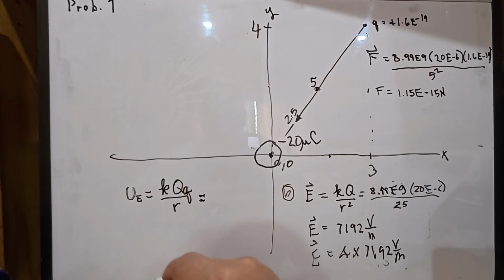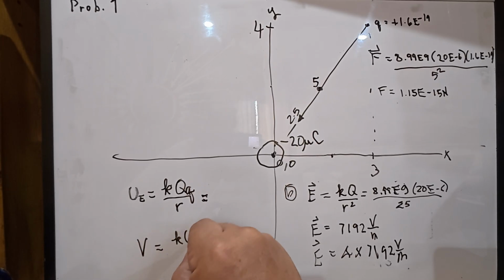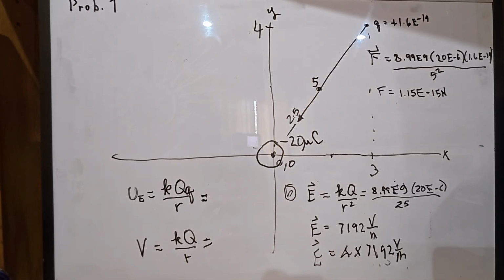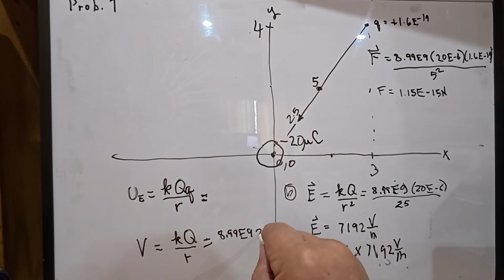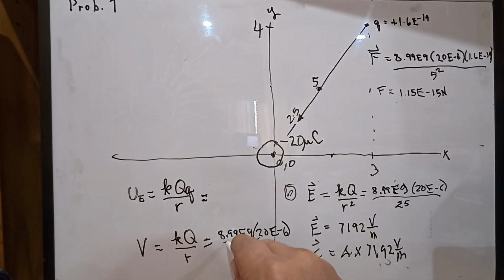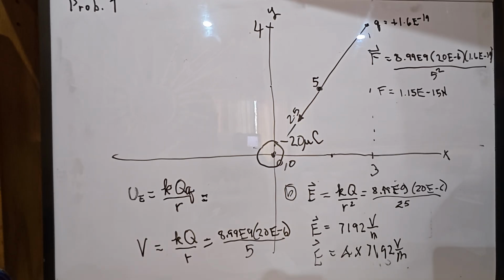And the last one, what is the electrical potential, which is the voltage, is going to be KQ over R. So let's look at the last one first, D. That's 8.99 e to the ninth times 20 e to the minus 6 over 5. And that is going to be volts.